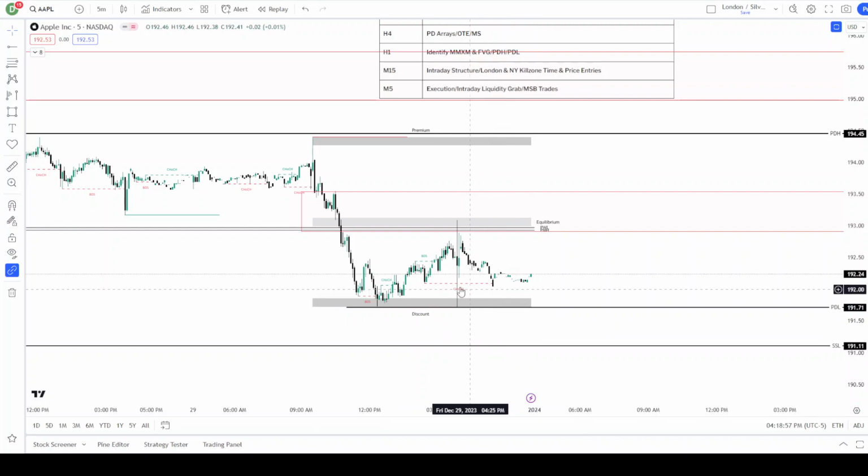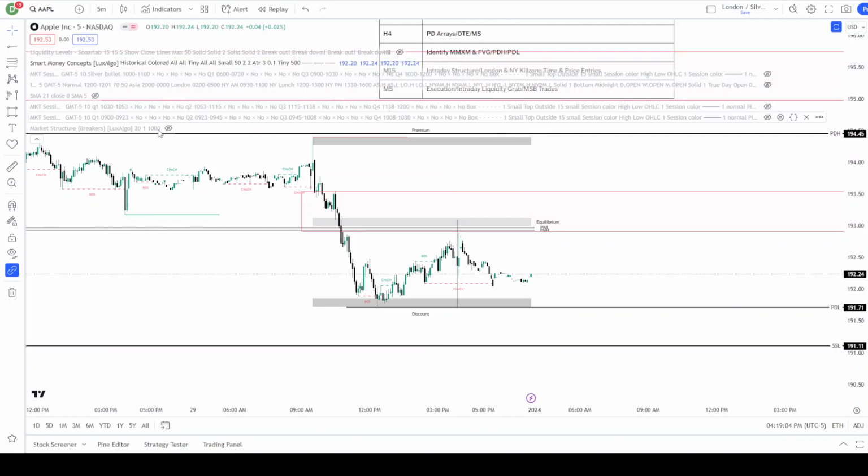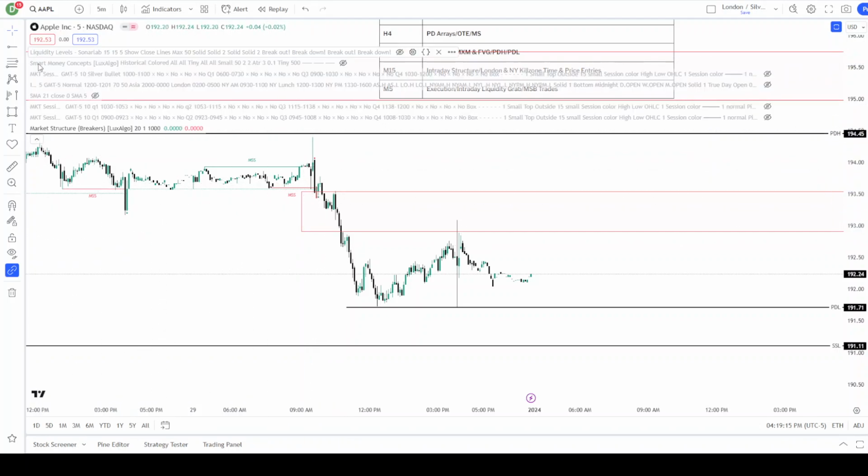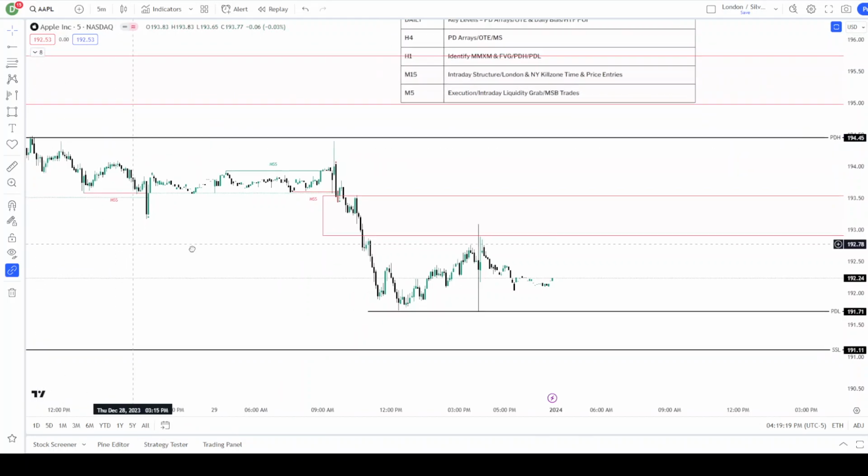And so, when you're watching the 5-minute chart or the 15-minute chart, again, it can be really helpful to have your smart money concepts on, or your market structure right here. I'll show you this one. It looks a little bit different, but this one shows only market structure shifts, and that's the market structure breakers. But it will also show you a breaker.